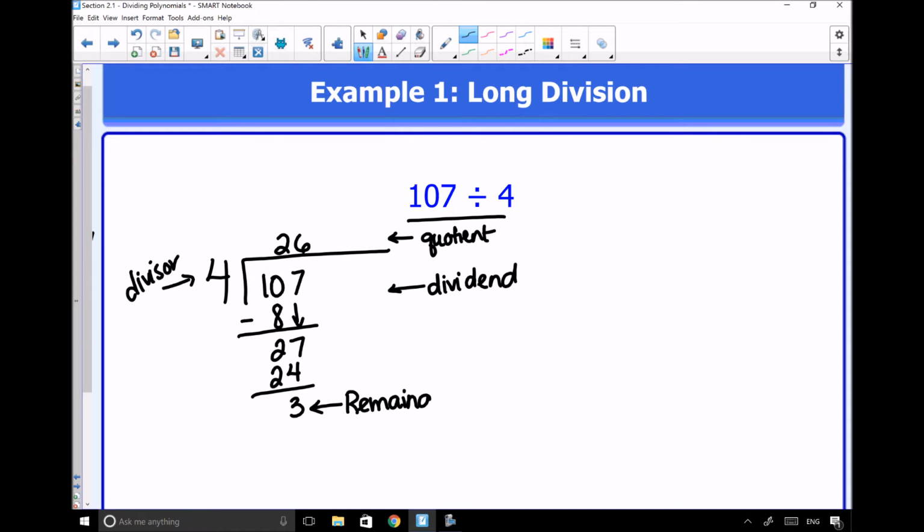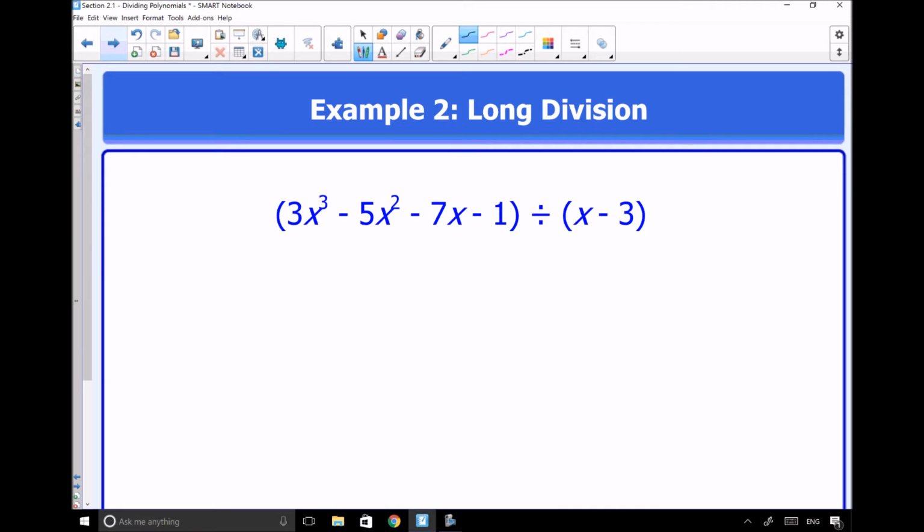Okay, again, what does this have to do with our polynomials? You'll see right now. Okay, so let's take a look at this example right here. We are going to solve this problem right here using long division. So go ahead and copy it down. If you need to pause the video to get it down, go ahead and do so. And then we're going to talk about how to do this.